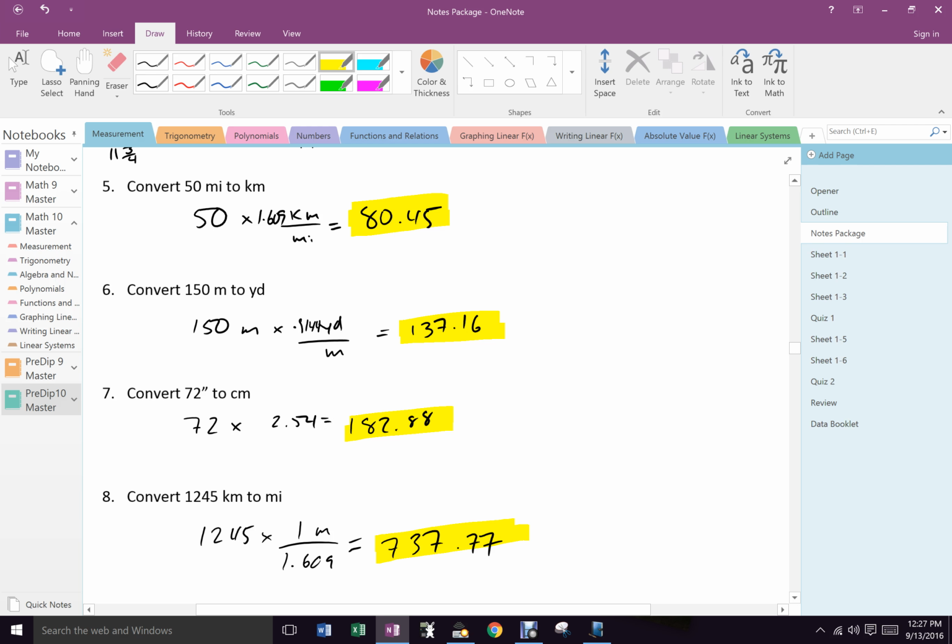One. Oh my goodness! I did number 6 upside down, didn't I? Yeah! See, I shouldn't have erased you guys. It's 1 over 0.9144. So it's really... Dang!